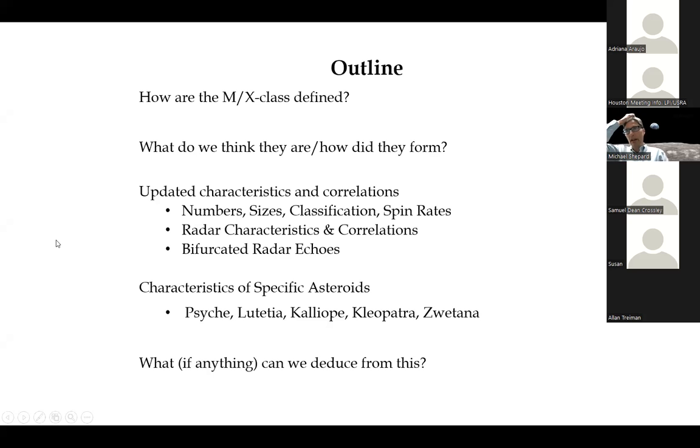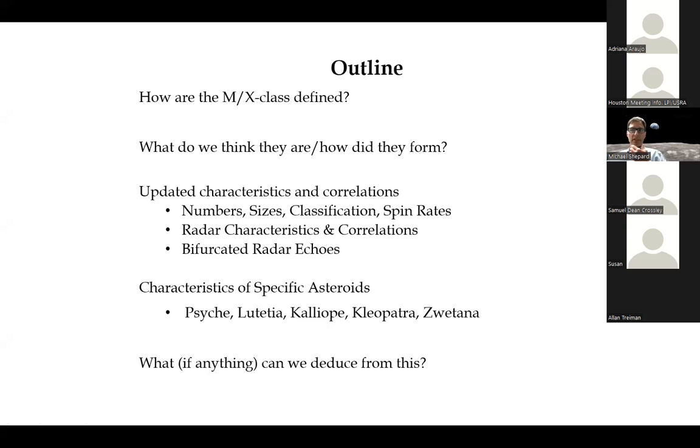So just a brief outline, I thought I would start at the beginning. How are the M-class defined? And X is a synonym for M in many cases. And then just a very brief overview of how we think they formed, what we think they are. There's a lot of ideas. And then the bulk of this is going to be looking at some updated characteristics and correlations.